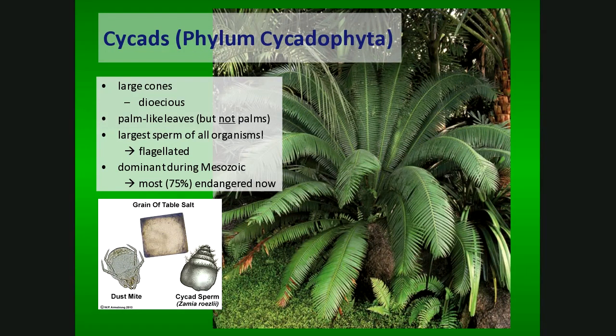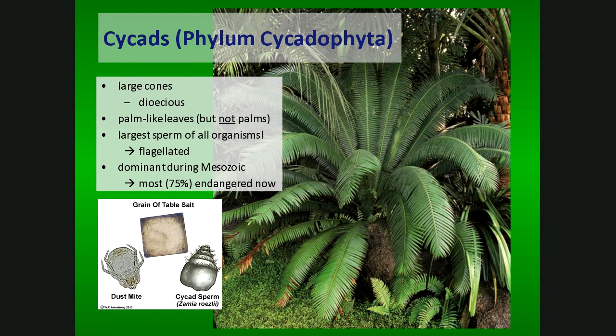Very large cones. Now, these guys are dioecious, so they're different than the pines. Dioecious means there are male cycads and female cycads, and I've got both cones in the lab. I'll show them to you. We already talked about the leaves. Huge, largest sperm of all organisms, and it's flagellated. There's a picture down below of a grain of table salt, a dust mite, and a cycad sperm.